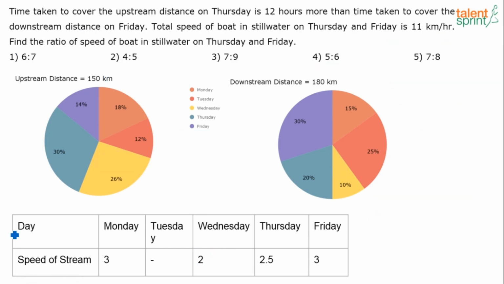I think the last question for this session today and also from this data interpretation set. See what it says. Time taken to cover the upstream distance on Thursday is 12 hours more than the time taken to cover the downstream distance on Friday. Total speed of boat in the still water on Thursday and Friday is 11 kilometers per hour. Find the ratio of speed of the boat in still water on Thursday and Friday.